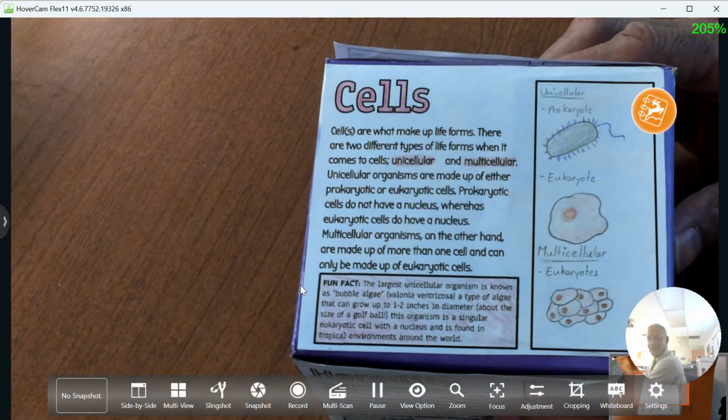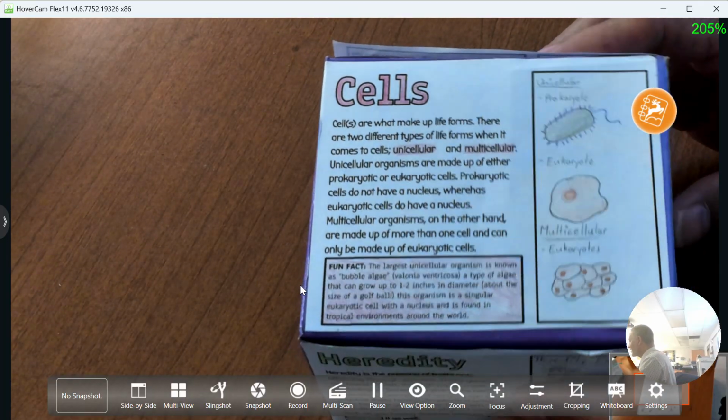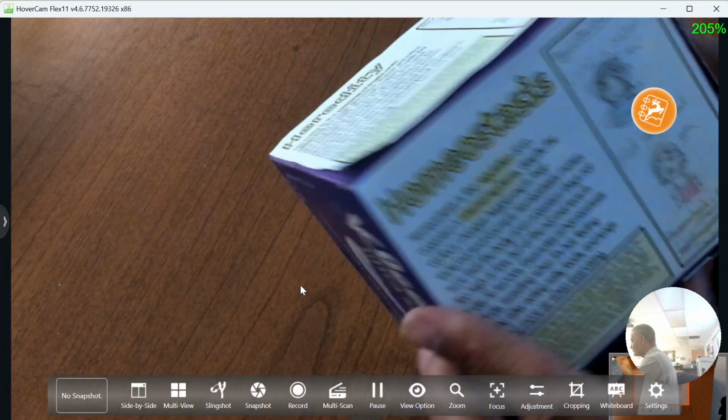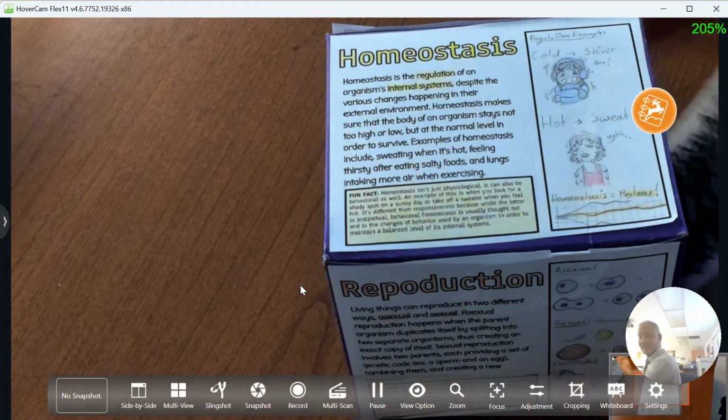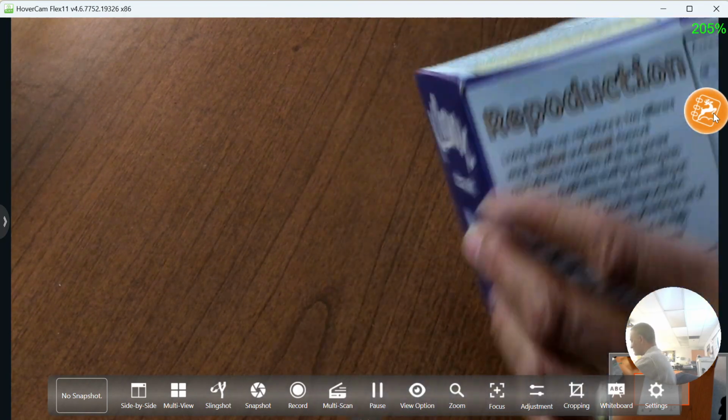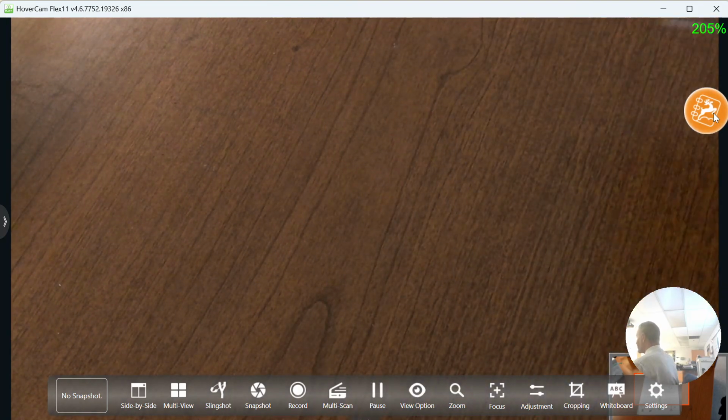So here's cells. They show multicellular, unicellular, really good descriptions. Heredity, homeostasis. All right, that's a good one.